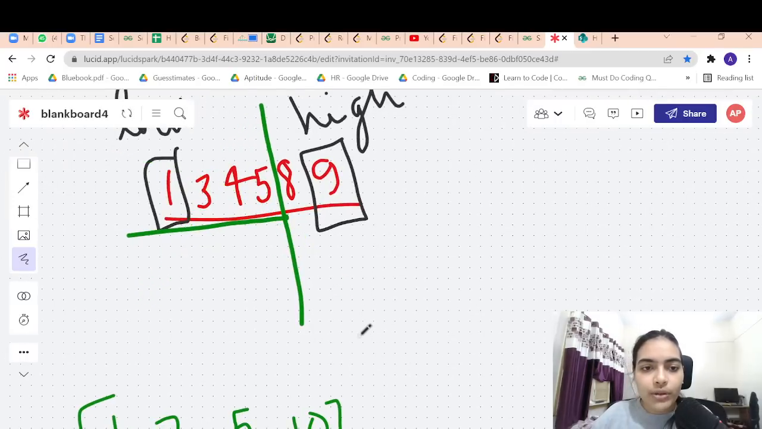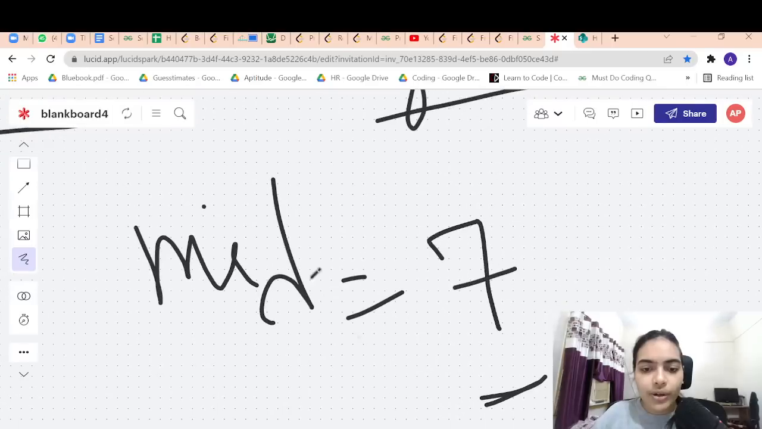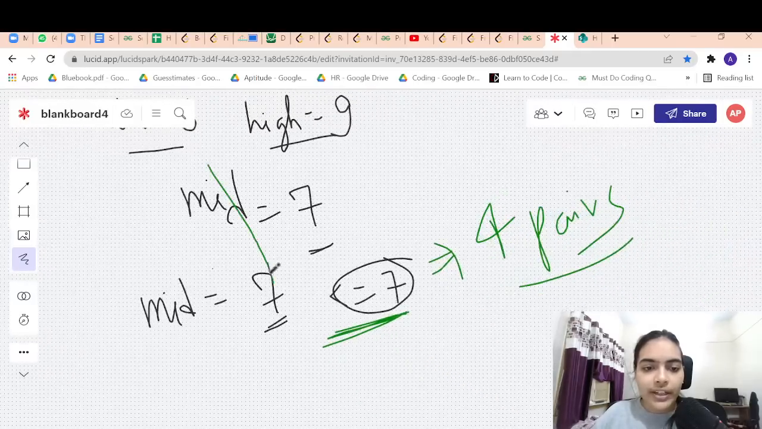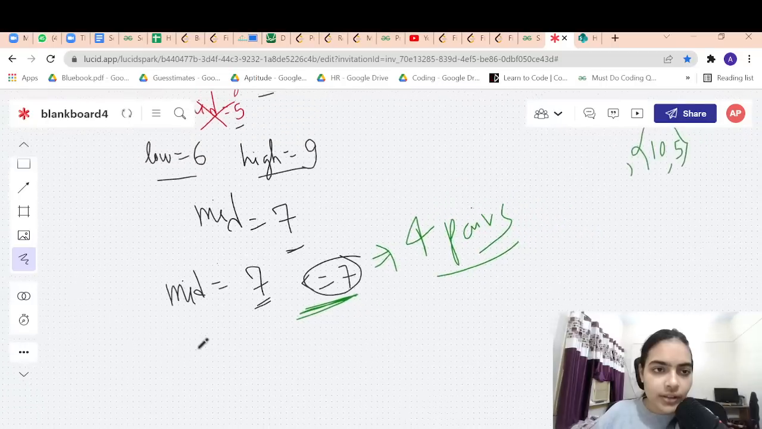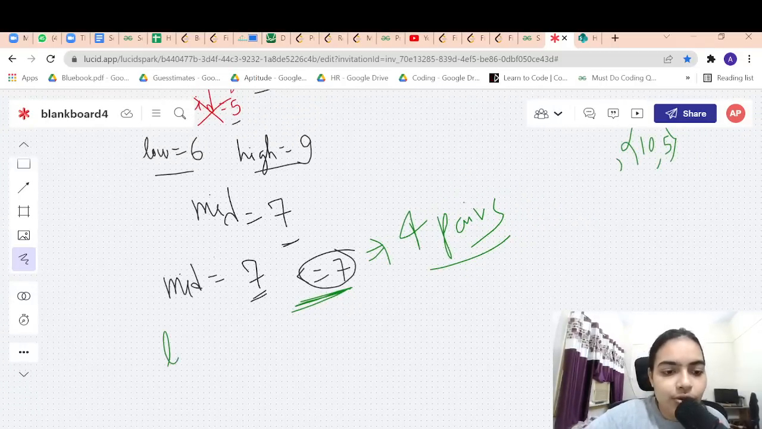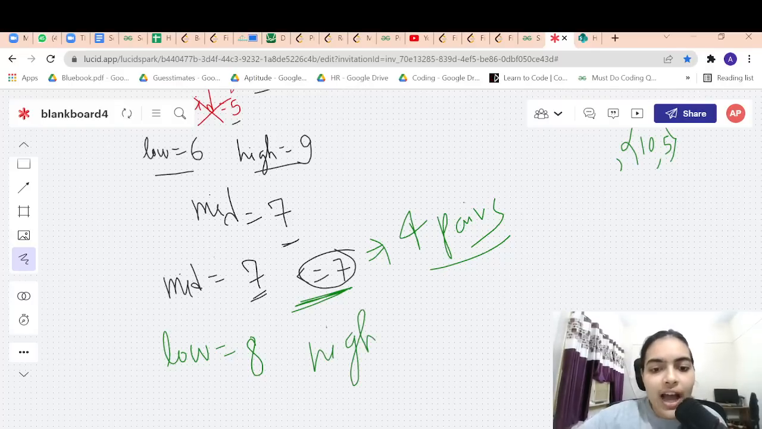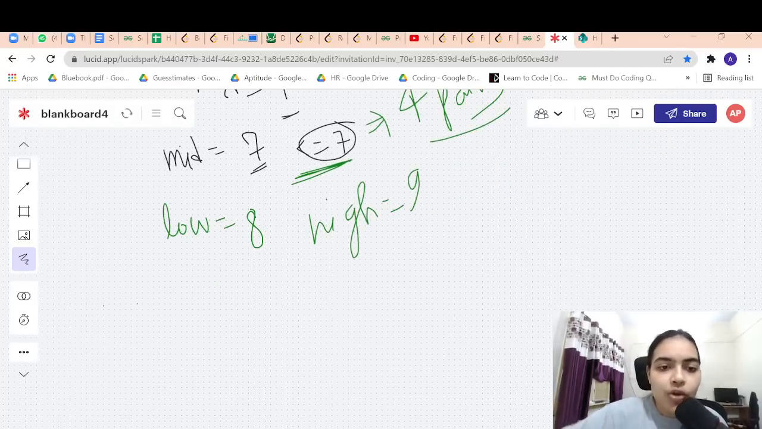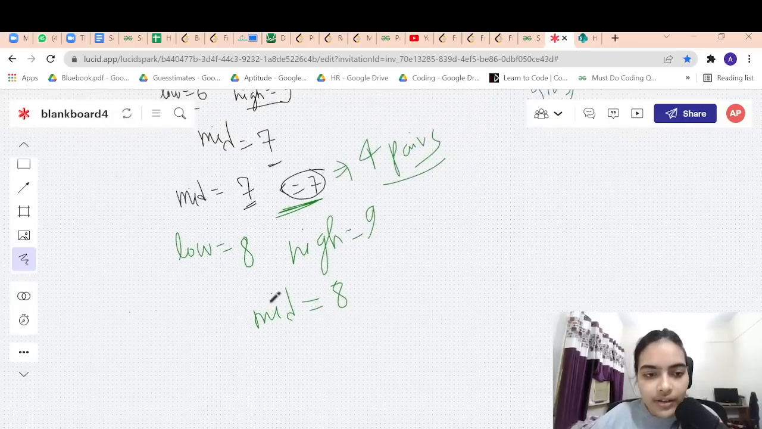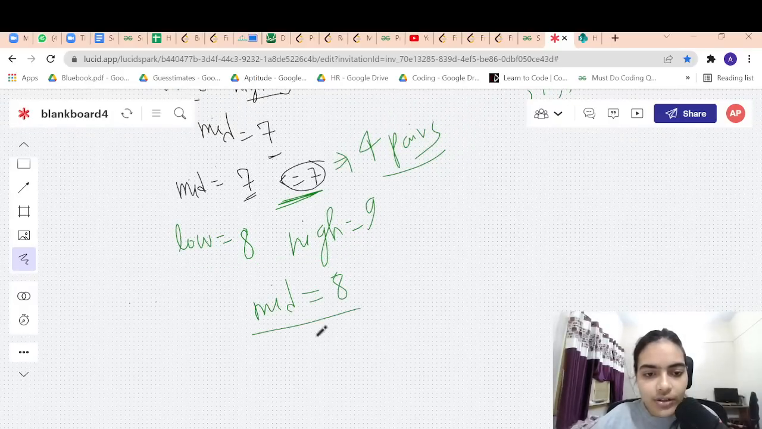Okay, so what you will do? Again you will increment your values. So this time what will your low become? Your low will become 7 plus 1. Low will become 8. What will be your high? High will remain 9. So this time what is your mid? Mid is equal to 8, right? Low is 8, high is 9. So mid is equal to 8.